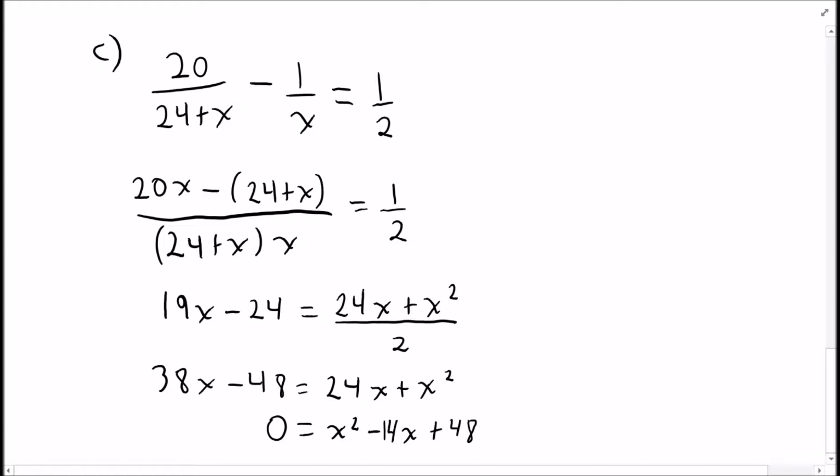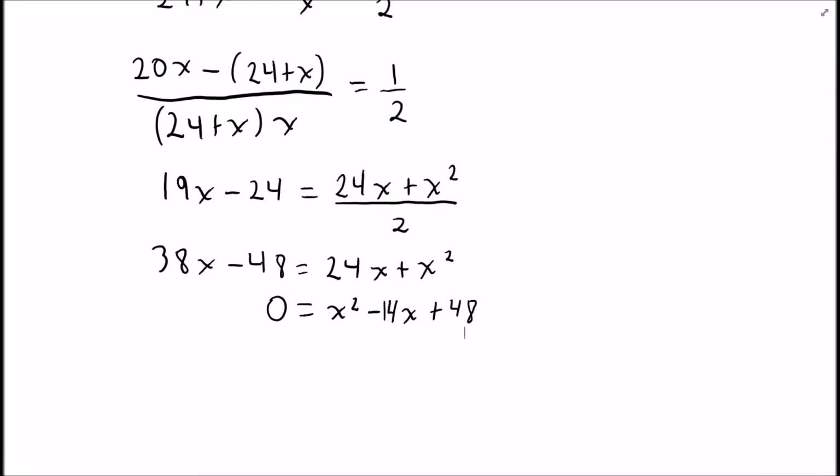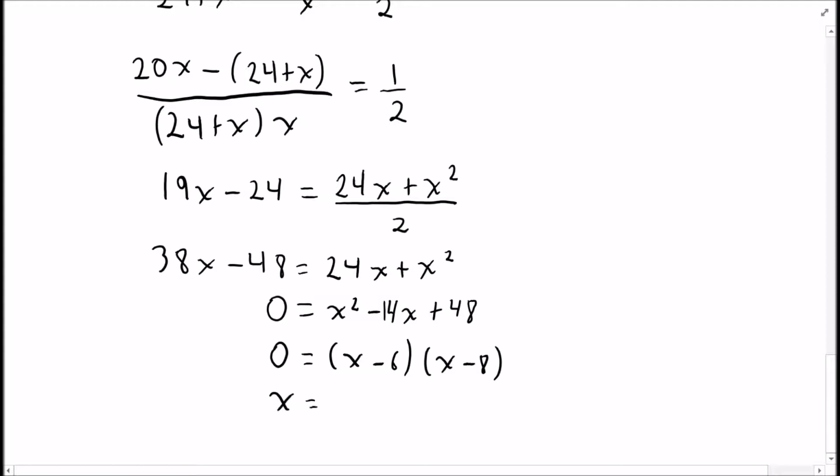So I'm looking for two numbers that will add to negative 14, and the same two will multiply to 48, and that would be negative 6 and negative 8. Then I look at what I could put in there to get 0 in either of them. So either x is equal to 6 or it's equal to 8. I could have also put those values in on my calculator to solve the quadratic. I could have put in a 1, a negative 14, and a 48, and it would have told me that the solutions were 6 and 8.